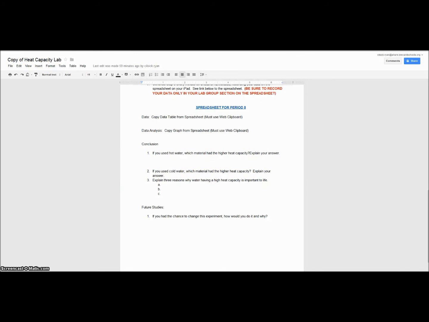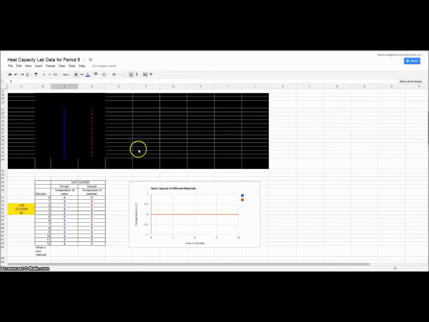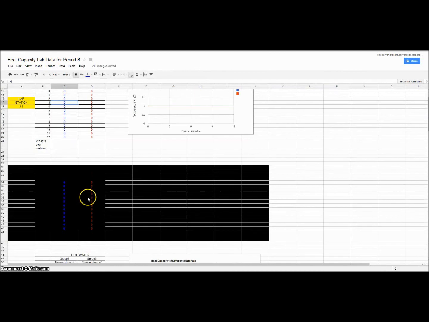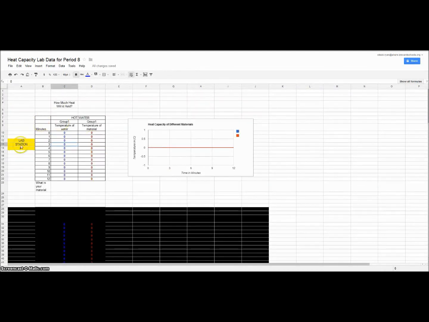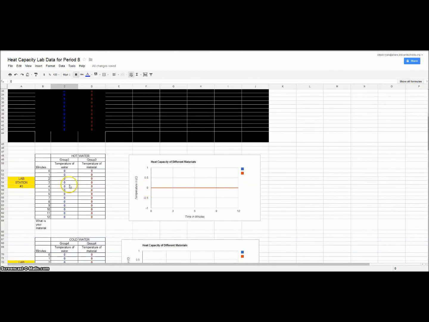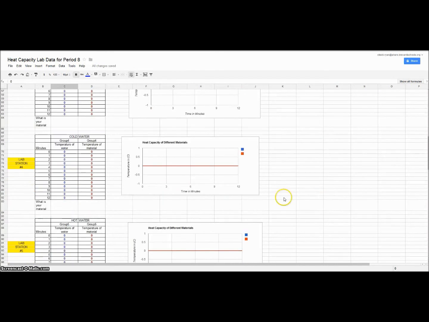Let me show you the data table. This is the spreadsheet I told you about. I have it divided by each station. Here's lab station 1. They'll record the temperature of the water, the temperature of the material, and they'll do that for 12 minutes. And as they do that, the graph over here should create itself. Each lab station has their own data table and graph.